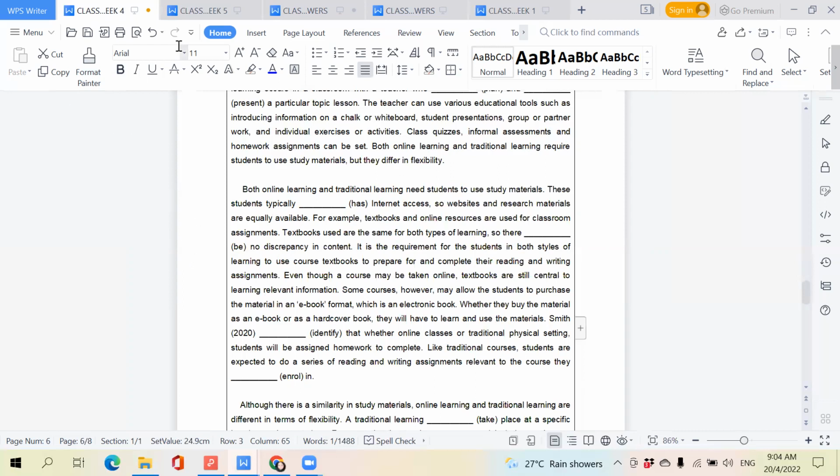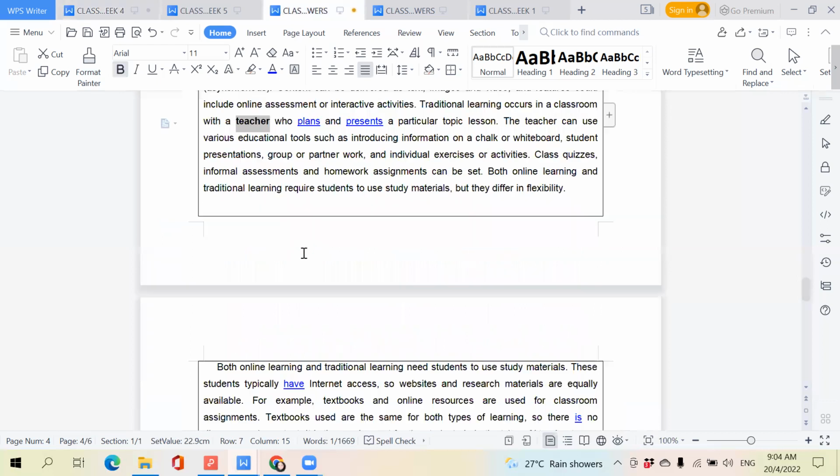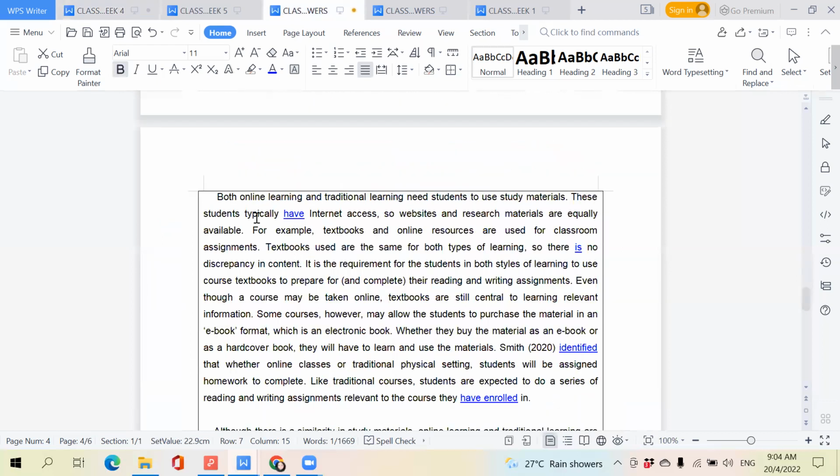Okay, so I cannot stress this enough. Okay, next. So both the online learning and traditional learning students, these students typically have. Kenapa kita guna have? Sebab ini ditulis dalam, sorry, dalam simple present tense. Okay. Alright, next. Textbooks used are the same for both types of learning. So there is no discrepancy in content. Okay, so is not are.